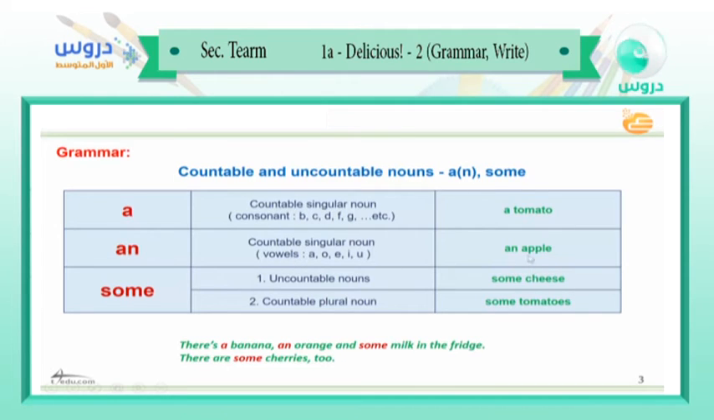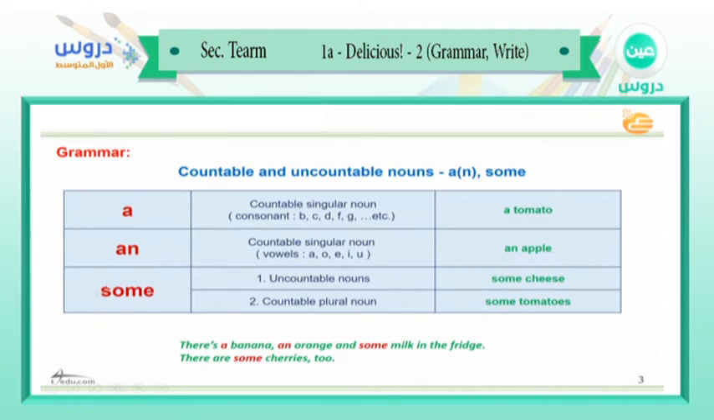Okay? So, we have an example, apple. The first letter is A. Apple. So we have to say an apple. An apple. Okay? So again, a and an, we use them with countable singular nouns. The same, countable singular nouns. But a with consonants, the first letter is a consonant. But an with vowels, the first letter is a vowel.